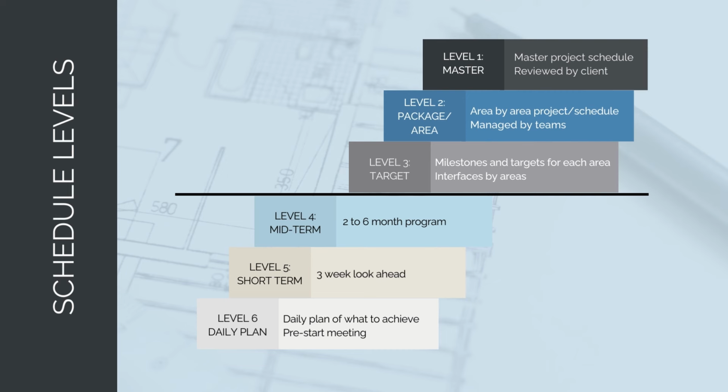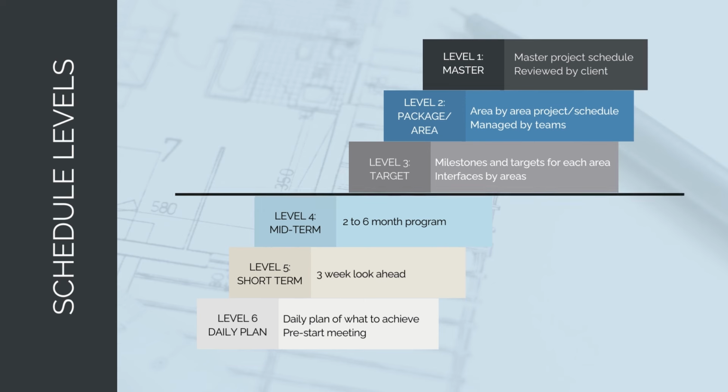Then you have your short-term and mid-range schedules, which are the below-the-line schedules. These are the ones that project engineers and delivery engineers manage. So these are your 4 to 6 week and 3 week look-aheads that are used for understanding every activity that has to happen on site and coordinating them in detail.